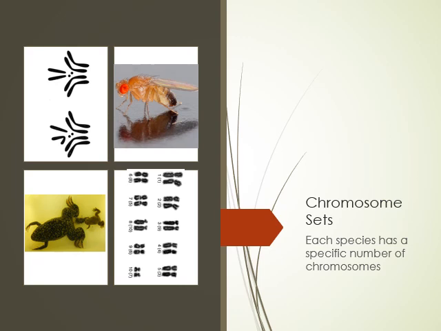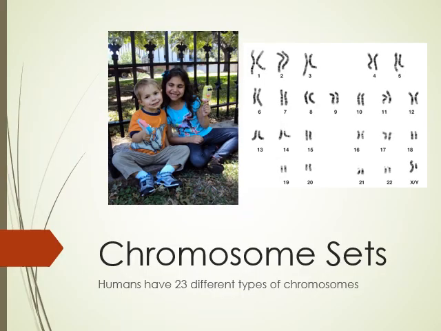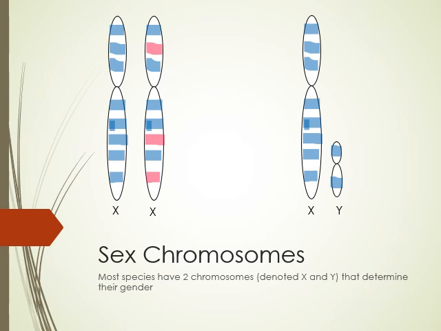So every eukaryotic organism has a specific number of chromosomes. We humans have 23 unique chromosomes, 23 homologous pairs that lead to 46 chromosomes. Most eukaryotic species will have 2 chromosomes that determine gender. For us, it's the X and the Y. For butterflies, it's the W and the Z. And then, of course, we get into the weird ones like bees and crocodiles and clownfish. But for now, let's just talk about X and Y.